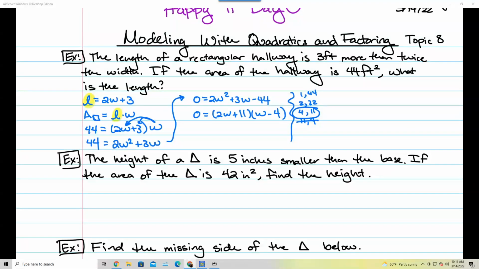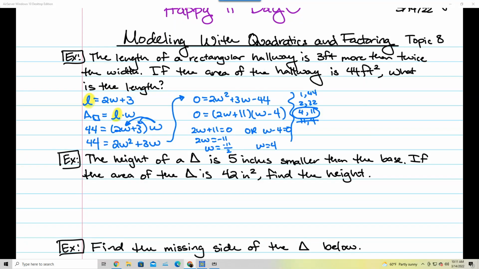Now that I have it factored out correctly, I'm going to go ahead and find those zeros. That means either 2W plus 11 is equal to 0, or that W minus 4 is equal to 0. This is going to be 2W equals negative 11, which means W is equal to negative 11 over 2, which is like negative 5.5. Or the simpler case is W equals 4.